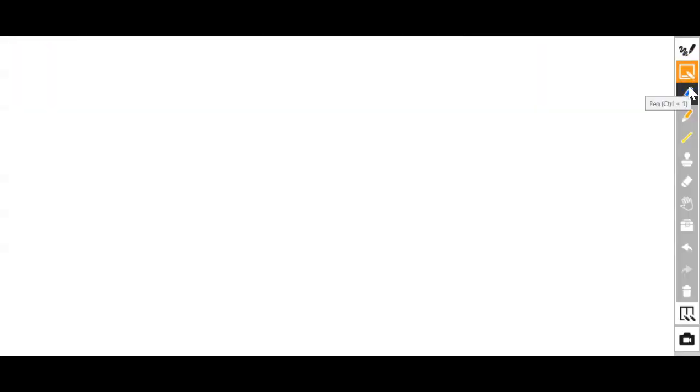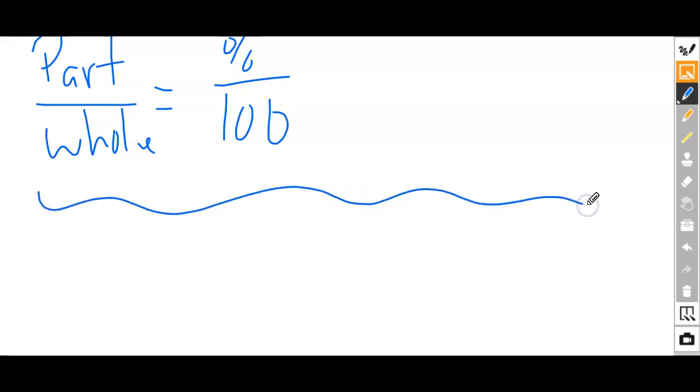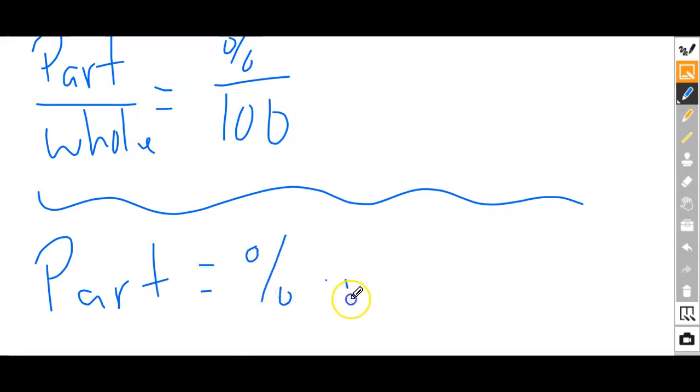All right? Here's the way I look at it. If they give me the part and the whole, I set it up as a proportion. If they're looking for the percent, I do proportion. The other ones, I do part equals percent times whole.